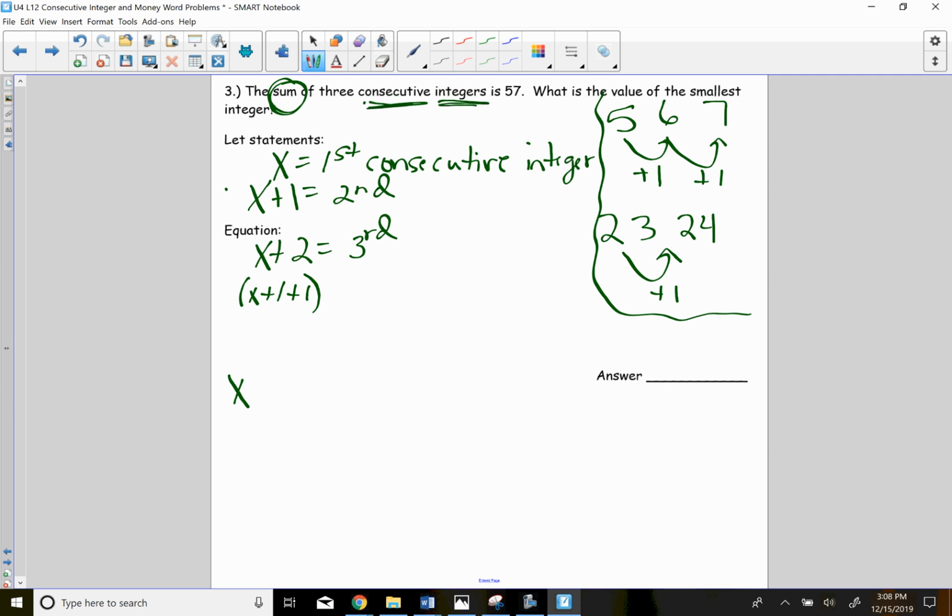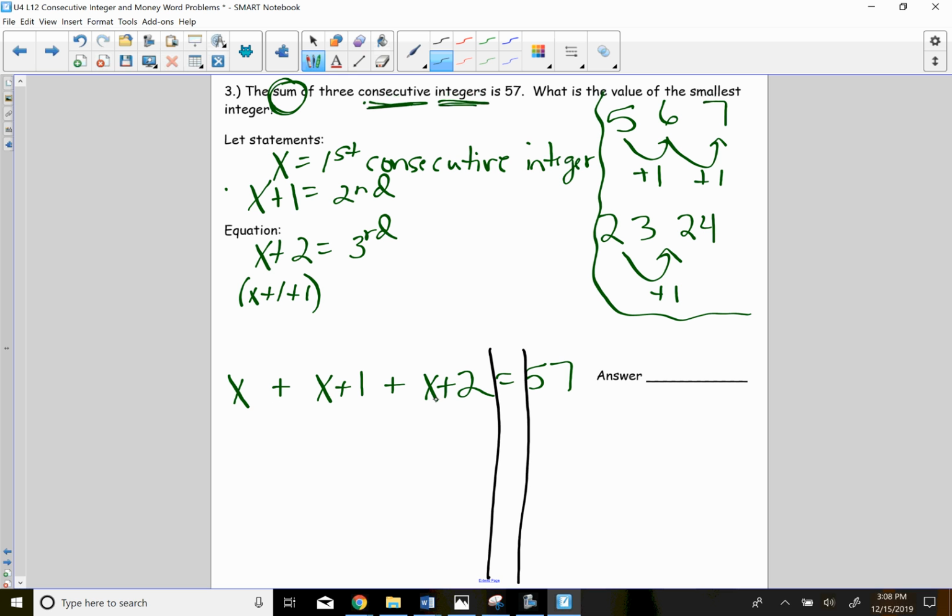Now to write the equation, I need to take the sum of those 3. So here's the first consecutive integer, here's the second consecutive integer, here's the third consecutive integer, their sum. The answer when I add these 3 together is 57. So now I just have to go through and solve this. If I can find the first one, the other 2 are easy to figure out.